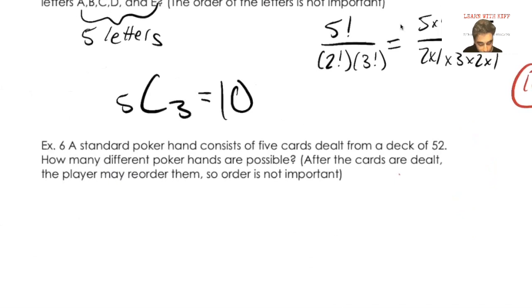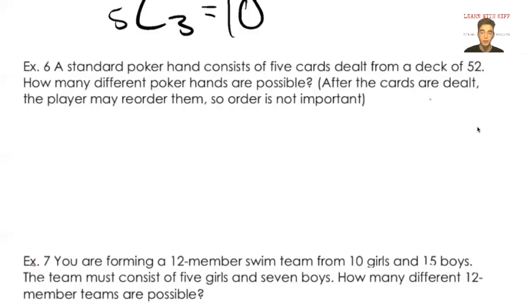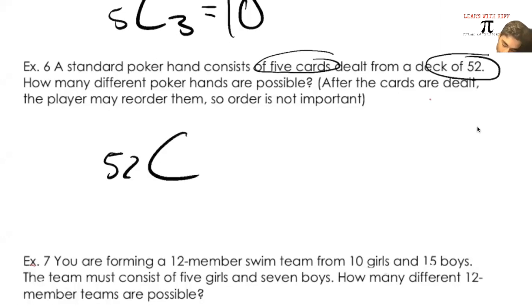A standard poker hand consists of 5 cards dealt from a deck of 52. How many different poker hands are possible? After the cards are dealt, the player may reorder them, so order is not important. We're dealing with combinations again. So again, just a standard combination. So there are 52 cards in total, and we want to choose 5 cards.